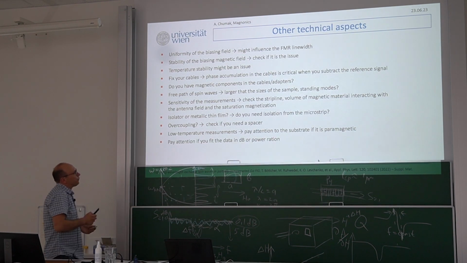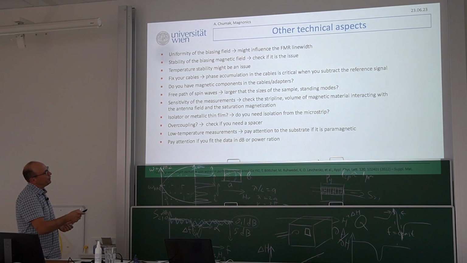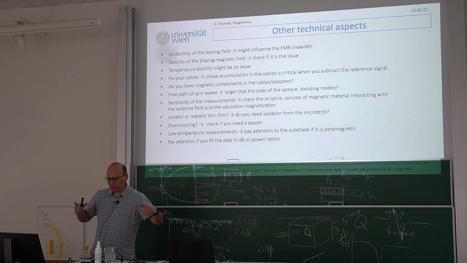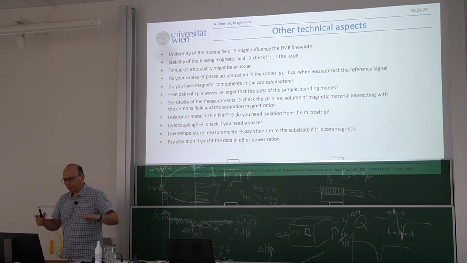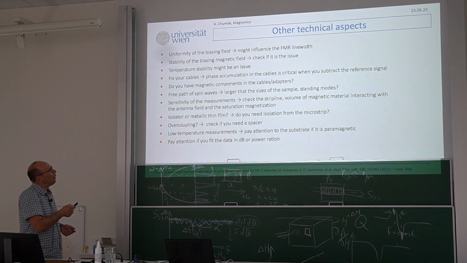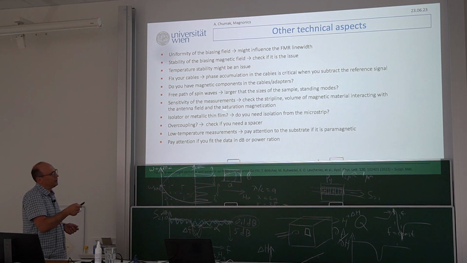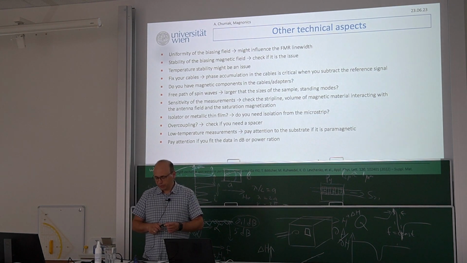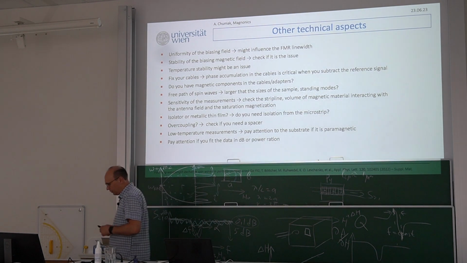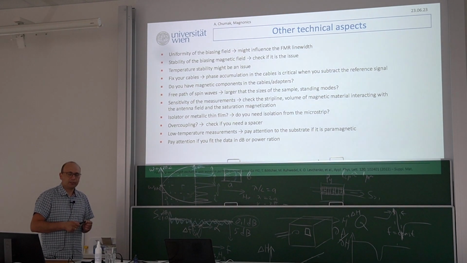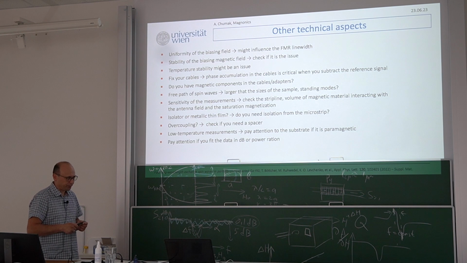And second, what gives you sensitivity is the volume of magnetic material. So it means the larger the sample, the larger the space it covers in the strip line, the more absorption you will have. And also saturation magnetization. So it means that metallic samples like permalloy, cobalt, iron, boron, Heusler materials and so on, which have large Ms, of course will absorb more power than yttrium iron garnet, which has very small magnetization.